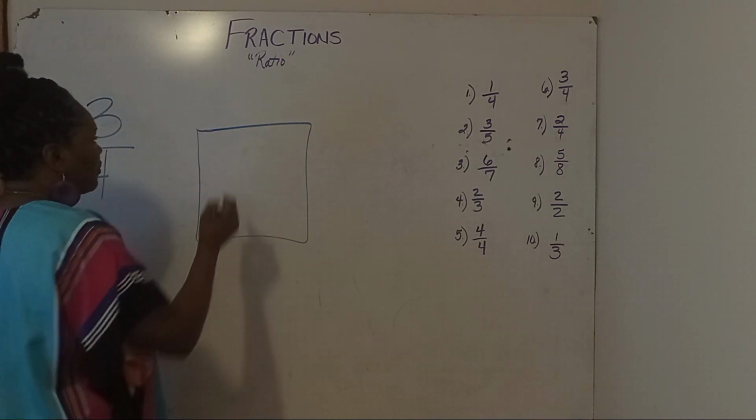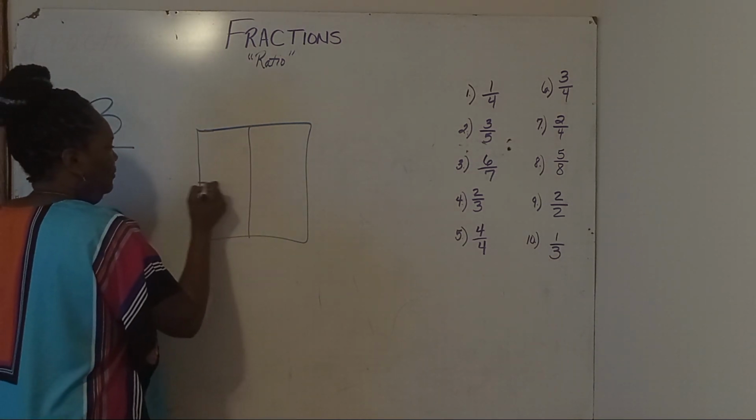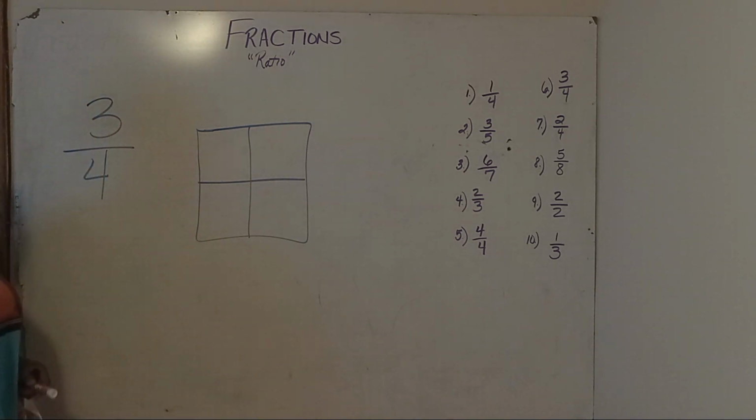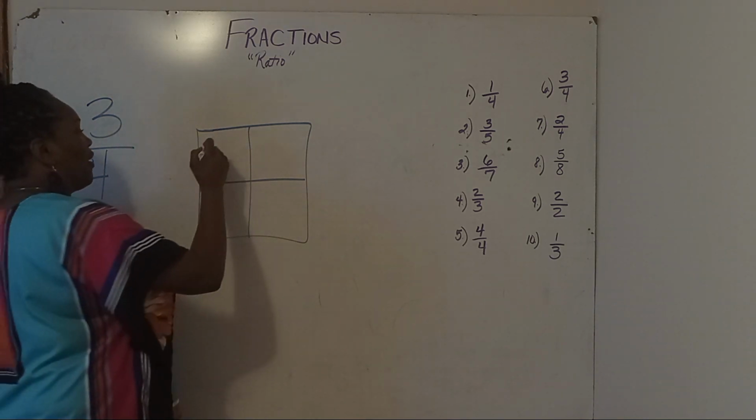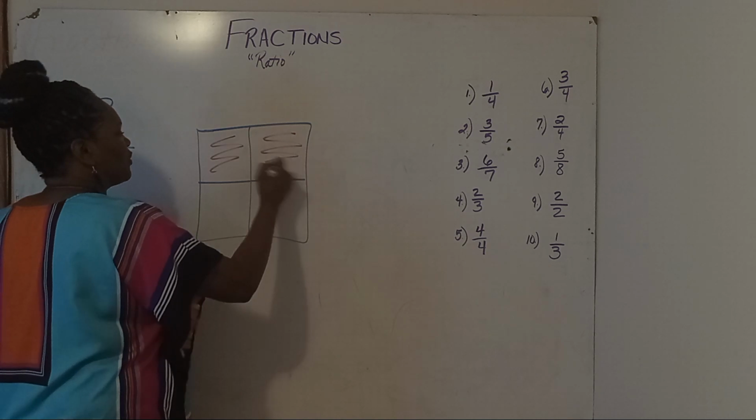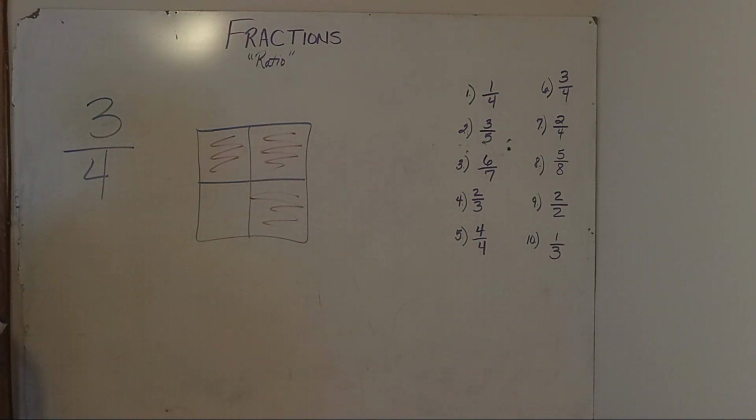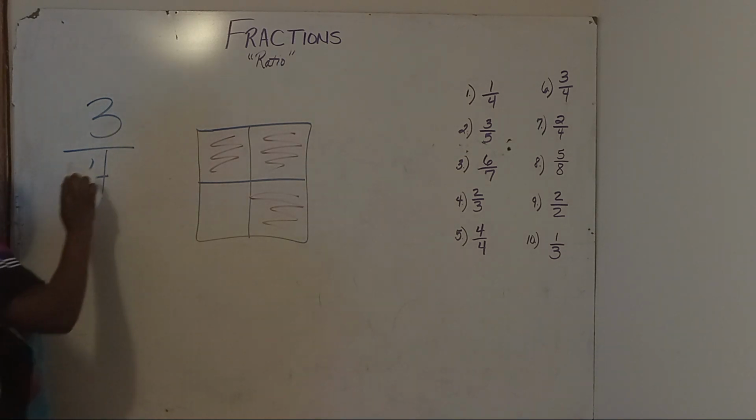So I got 1 square, and we're going to put 4 parts on the inside. So 1, 2, 3, 4. We got 4 squares. That's my total number. How many am I going to color? 3. All right. 1, 2, 3. That is 3/4. You are doing so good. See if you can do the next one.